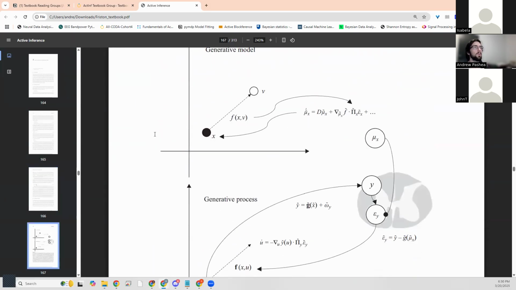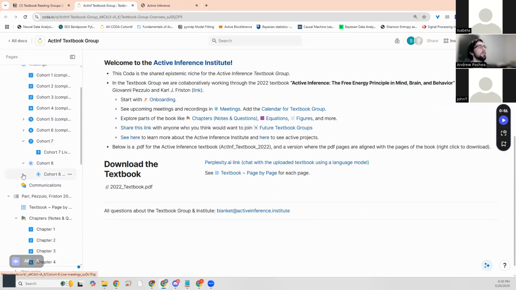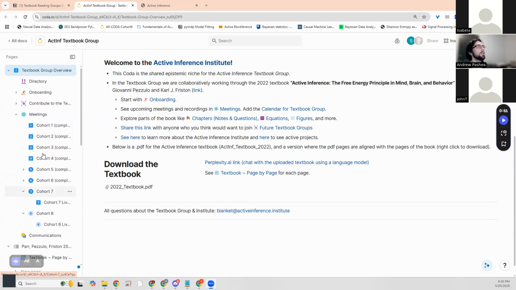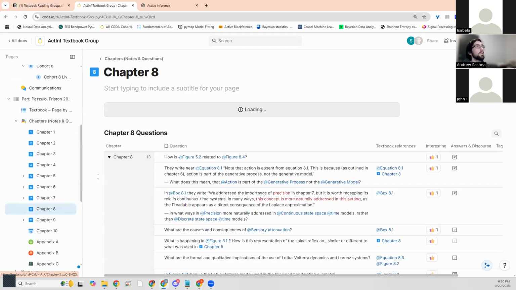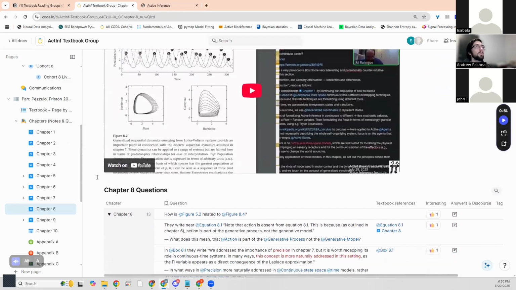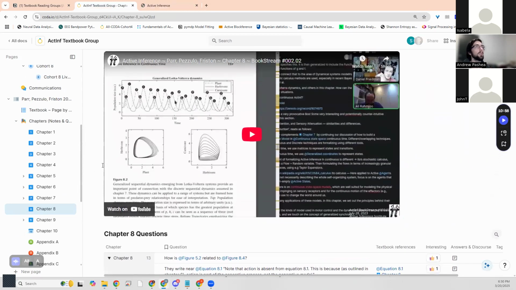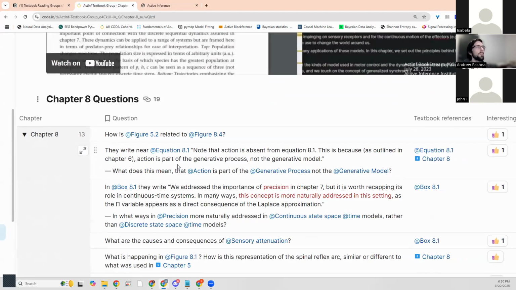So let's see, maybe something we could pick up on in the chapter 8 questions, unless anyone has something. No, okay, no problem. Yeah, let's look at chapter 8 of the Coda. Nice summary that Daniel and Ollie did a couple of years ago. Let's see.